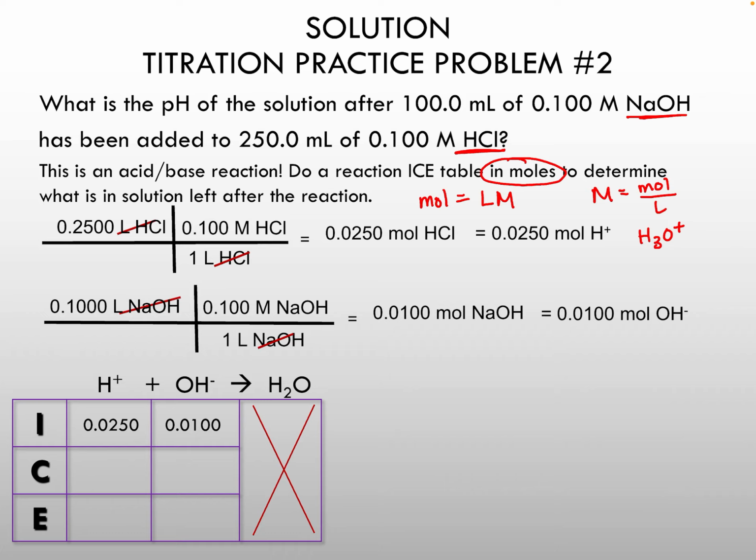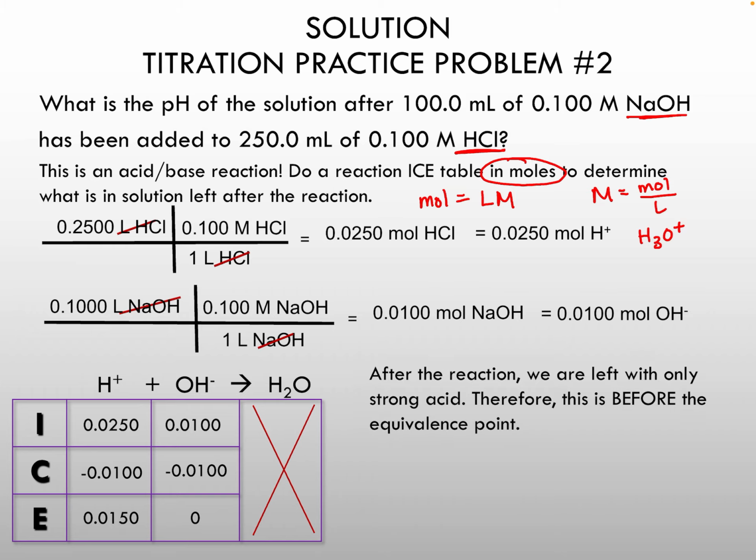Remember, you can only do this if they are reacting in a 1-to-1 ratio. If they have any other numbers, any coefficients, you're going to need to go through and figure out which one is limiting. But here, since they're a 1-to-1 ratio, we'll just take the smaller one. So that's hydroxide in this case. So we'll subtract our value from the hydroxide from each one, and then we'll just add it straight down. So now we are left with moles of acid, and we don't have any hydroxide left. So this is telling us that we're still before the equivalence point.